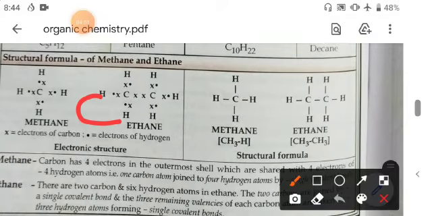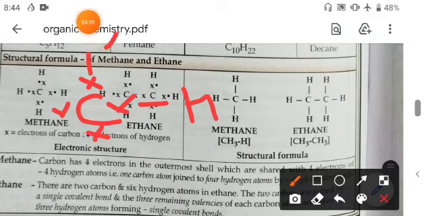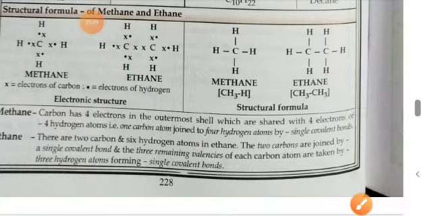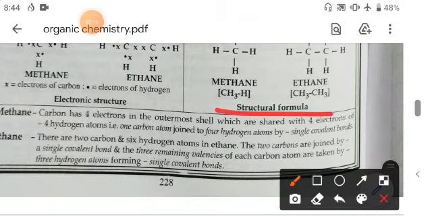At first you will write the carbon, then you will show the carbon electrons by a cross, and another hydrogen electron you will show by a dot. You will join the hydrogens here and easily give its formula. The formulas given here are very important. Now this one is the structural formula.